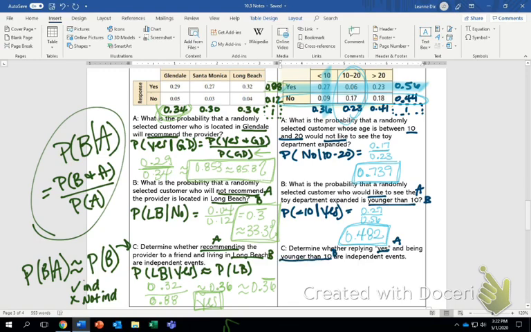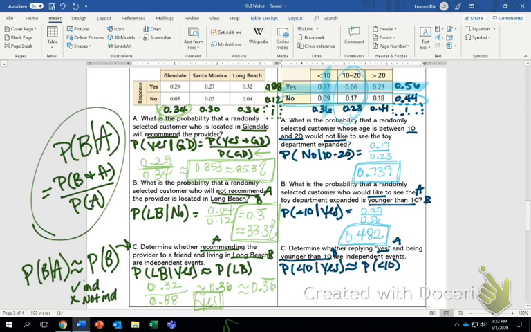Finally, determine whether replying yes, which is my A event, and being younger than 10, that's my B, are independent events. Okay, so I'm going to use the same idea. I'm going to say, well, if they are independent, then they should be approximately equal to just the probability of B, right? Because the probability of B would be our second event with no effect from our first event. So we would say the probability of being younger than 10, given that they said yes, is going to be approximately equal to the probability of being less than 10.